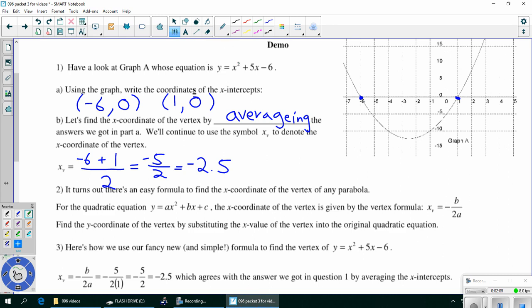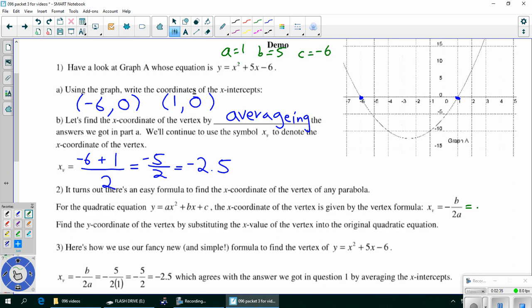Here we go. For the quadratic equation, y equals ax squared plus bx plus c, the x-coordinate of the vertex is given by the vertex formula, x sub v equals negative b over 2a. Negative b over 2a. Let's check this out. So a, b, and c are the same things that we've seen before many times now. a is 1, b is 5, and c is negative 6.